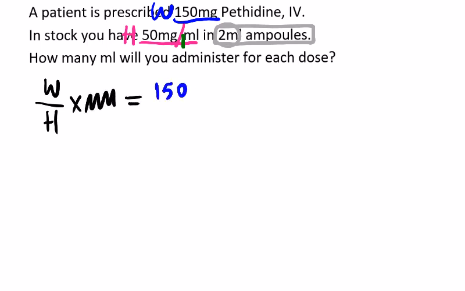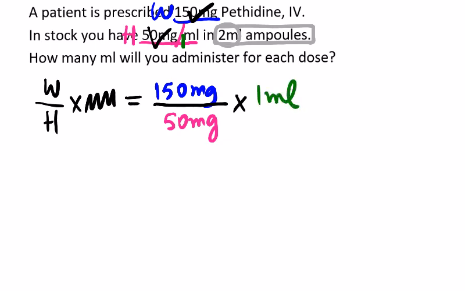If we are using our formula method, want over have times the third quantity, we will say we want 150 milligrams divided by we have. Now we need to use the 50 milligrams because we want to match the milligrams. If we had mils on the top, we would want to put mils on the bottom, but we don't. So 150 over 50, and now multiply by that invisible 1 mil.